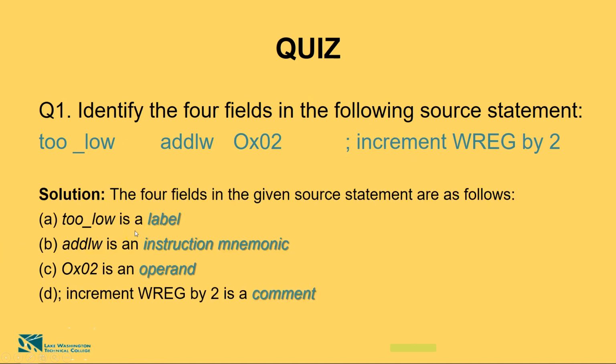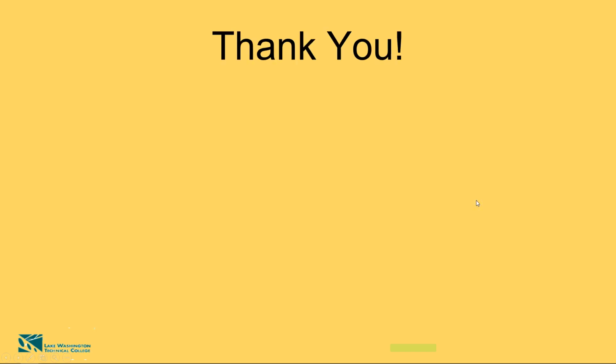So your answer is: label 2_low, and add LW is your instruction mnemonic, and this is your operand, and this is your comment. This is the end of the lecture, and in the next lecture we are going to start with the assembly directives. Thank you so much for watching this lecture.